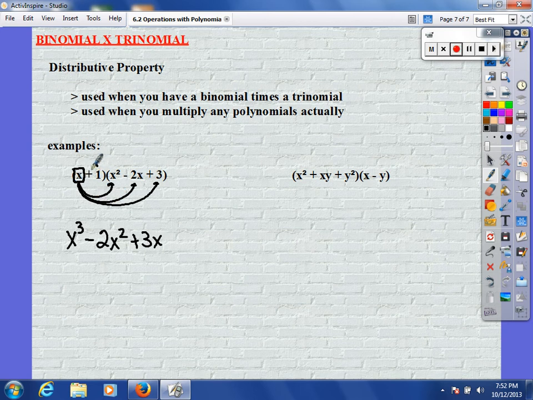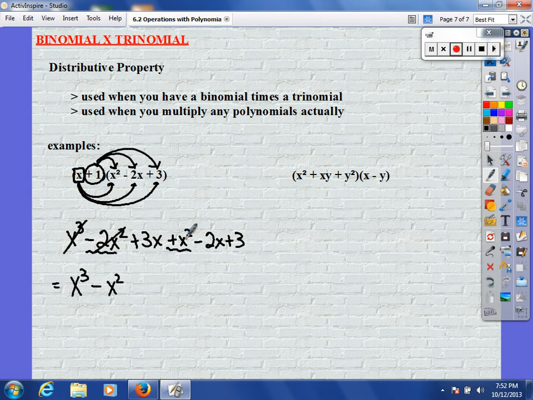Now let's go ahead and do the positive 1. It's going to get distributed all the way through as well. So what I get is a positive x squared, a negative 2x, and a positive 3. A positive times a negative is negative, positive times positive is positive. Now we look for like terms. There are no other x cubes, so it's done. Negative 2 plus 1 is negative 1x squared. Remember, last names don't change.